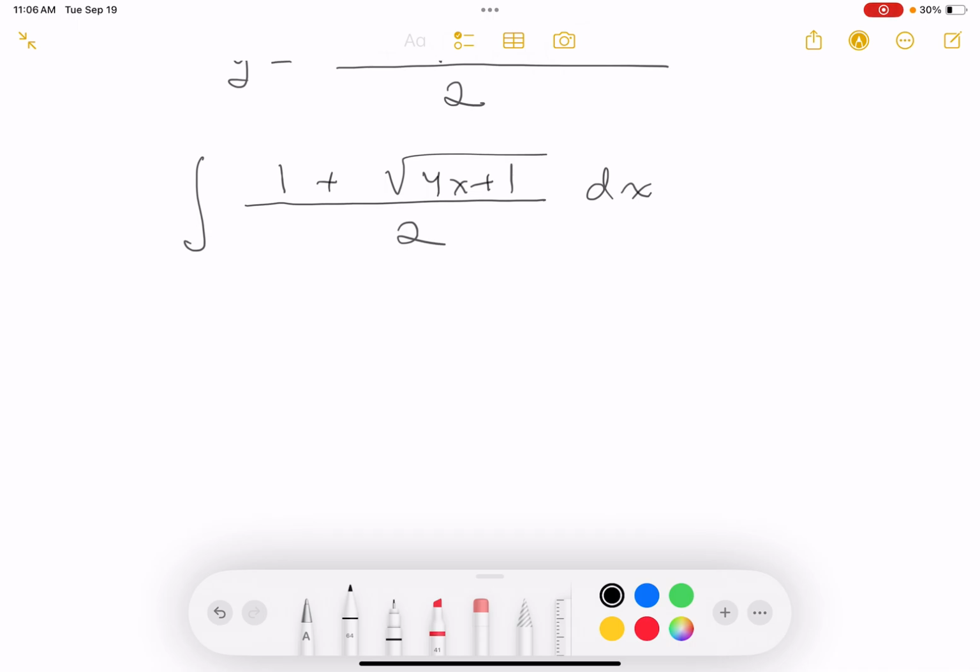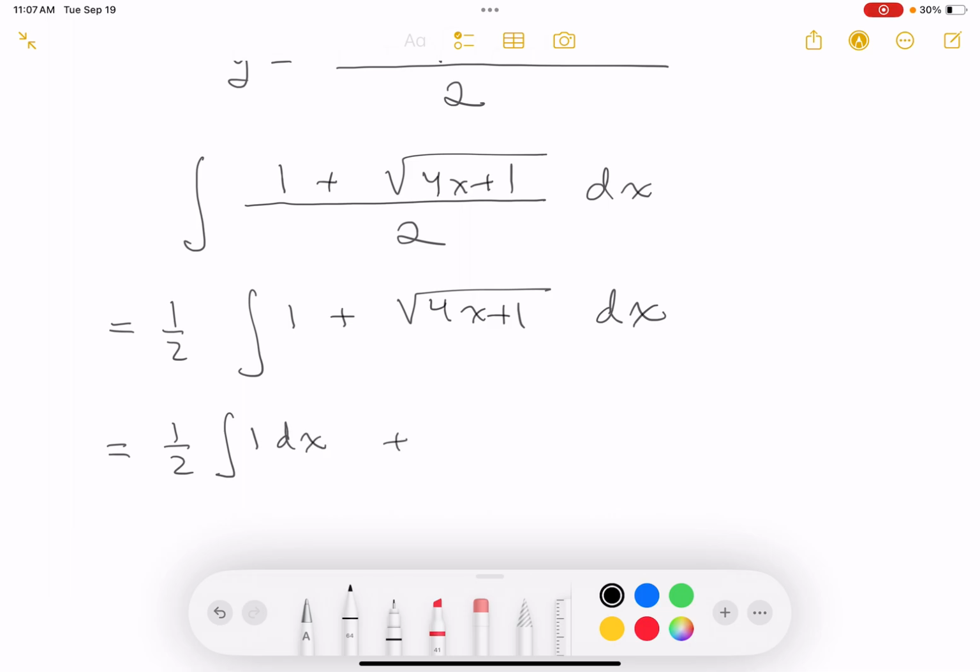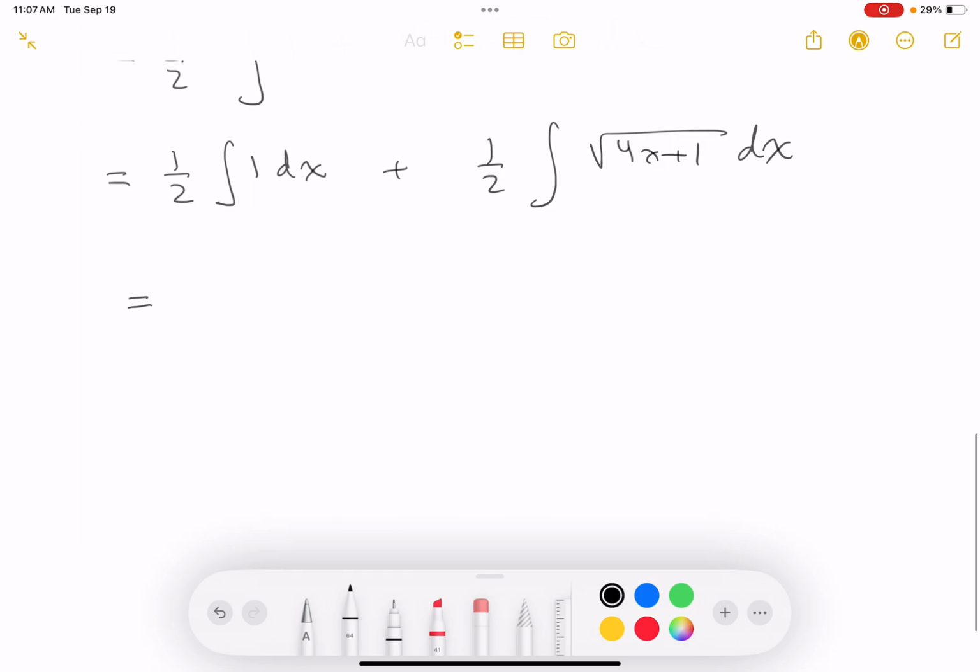I think I can. The first thing I'm going to do is pull out that half, and then I get 1 plus the root of 4x plus 1, dx. Certainly the first term, and looking at the second term, I think I know the antiderivative of that. I'm going to do it in steps: it's 1/2 of 1 dx plus 1/2 root 4x plus 1 dx. Let's go one step at a time. What do you get over here? You get 1/2 x. I'm not going to put the constant of integration down until I'm all done.